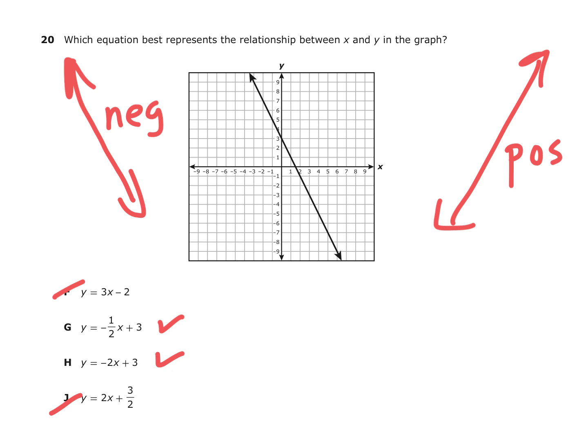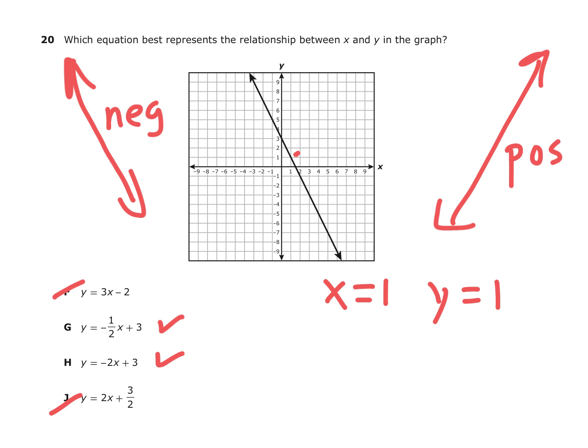So if you pick a point at 0, here, it goes up to 3, and both have that. So for answer G, if x is 0, the value of y is 3, and so is H. Let's pick another point. If x is 1, right here, y is 1. So if x is 1, y should be 1.